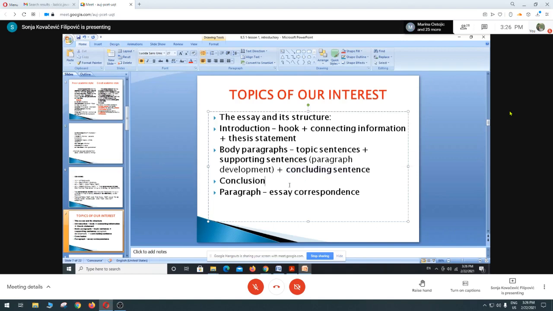And then the final part is the conclusion. Then we are going to consider paragraph-essay correspondence. You're going to see which elements of the paragraph correspond to which elements of the essay as a whole. As we said in the previous semester, a paragraph is like a small essay. It has all the component parts of an essay, but the essay goes more deeply into each of the elements, okay? We're going to see some parts of it today already.